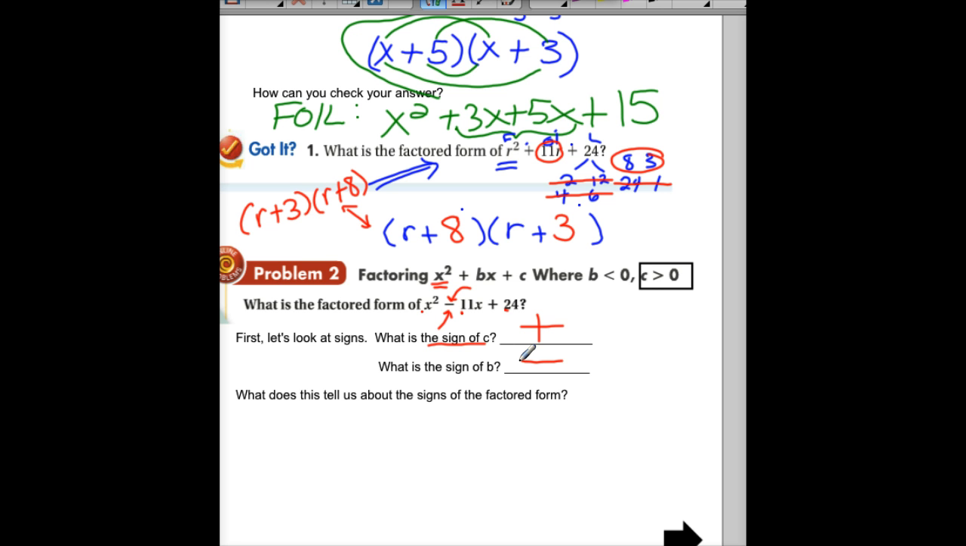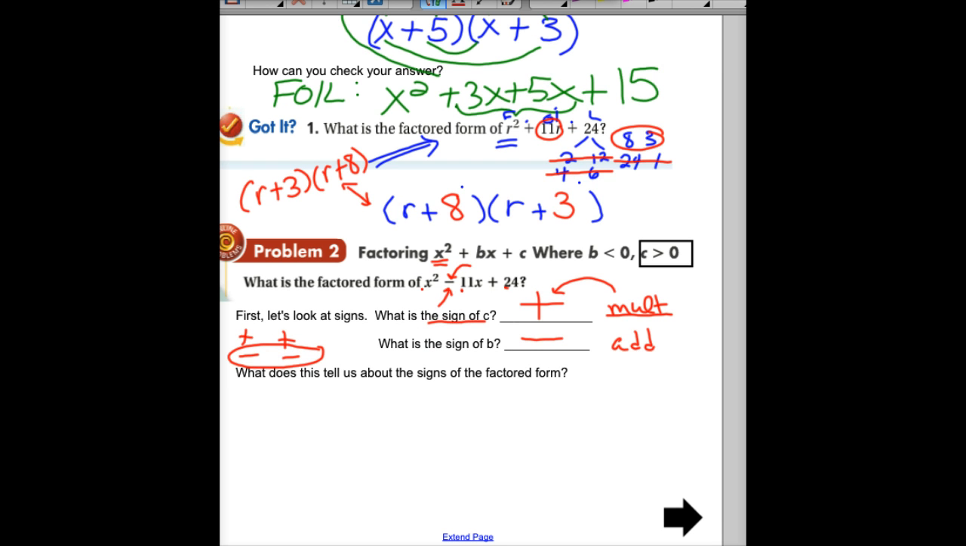I need to multiply to equal positive and add to equal a negative. Well, if two numbers multiply to be positive, they're either plus plus or negative times a negative. But because we're adding to equal a negative, I know I have to have two negatives as my winning pair. So I'm going to rewrite this so you can see what I mean by that.